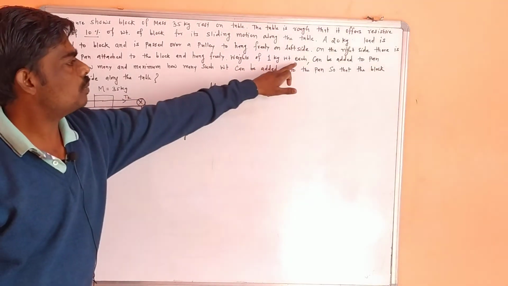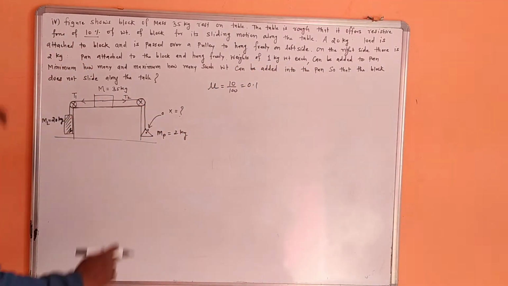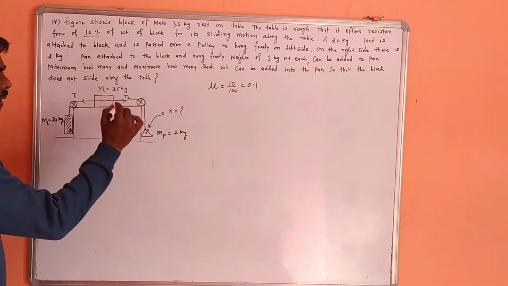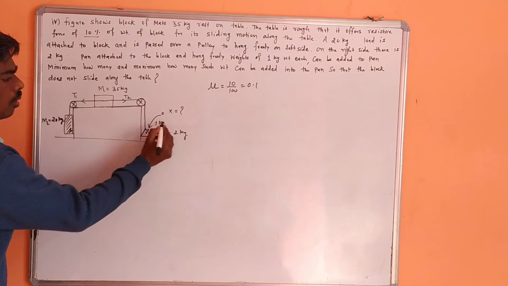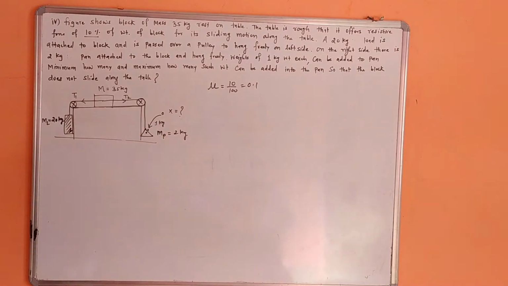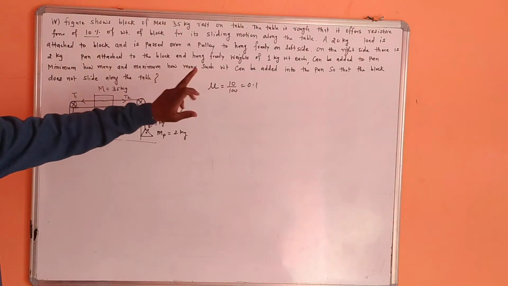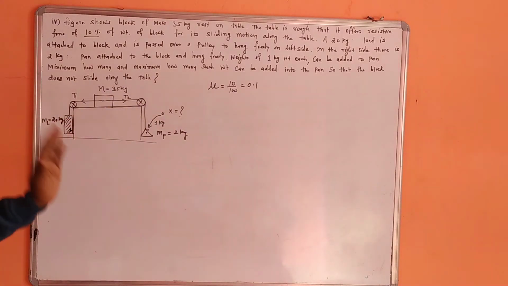Weights of 1 kg each can be added to the pan. So it is compulsory that the weights which we are going to add in the pan are in steps of 1 kg. Another value of weight is not possible. So, minimum how many and maximum how many such weights can be added into the pan so that the block does not slide along the table?